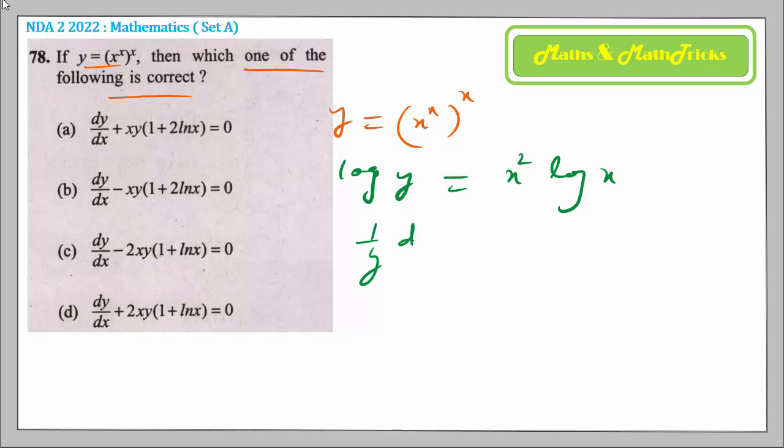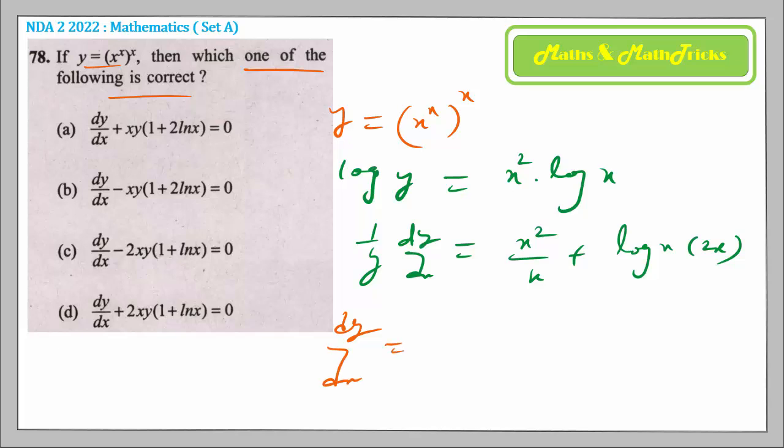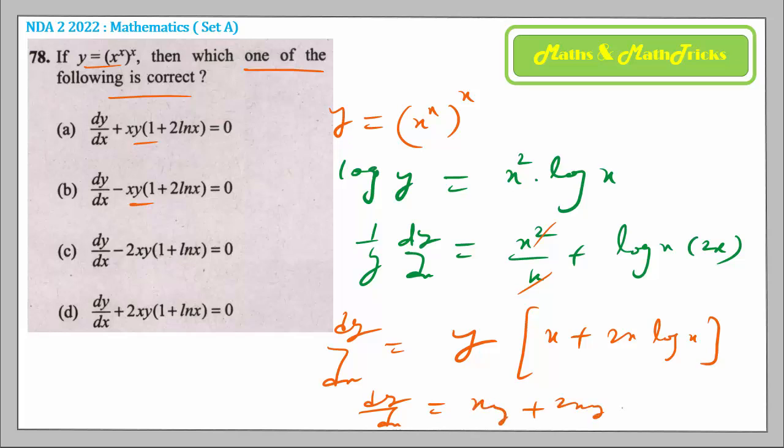So the derivative is 1 by y dy by dx. The RHS derivative is x square by x plus log x into 2x, the derivative of x square. Simplifying this, what do you get? Dy by dx is y times, y is x power x, into, this x cancels here, x plus 2x into log x, right? You can see that in the options y is kept as it is, so I am not substituting y, I am writing this y as it is. So dy by dx, you can see, open the bracket, you will get xy plus 2xy log x. So you can try to match the option now very easily. You can take this xy common, right?